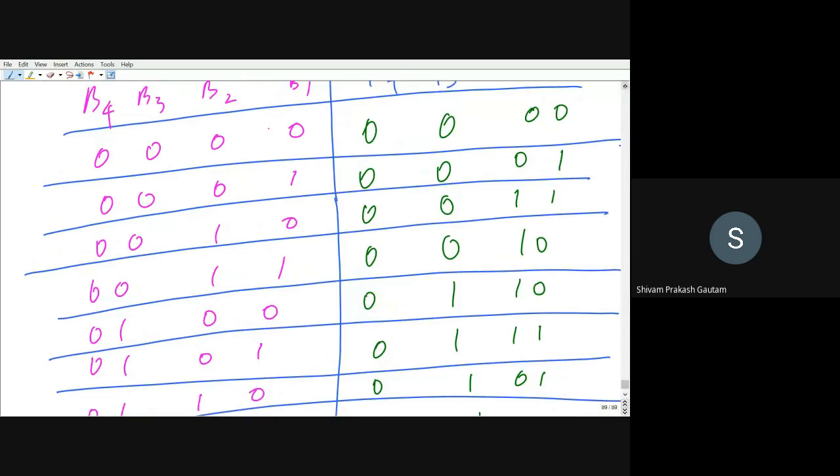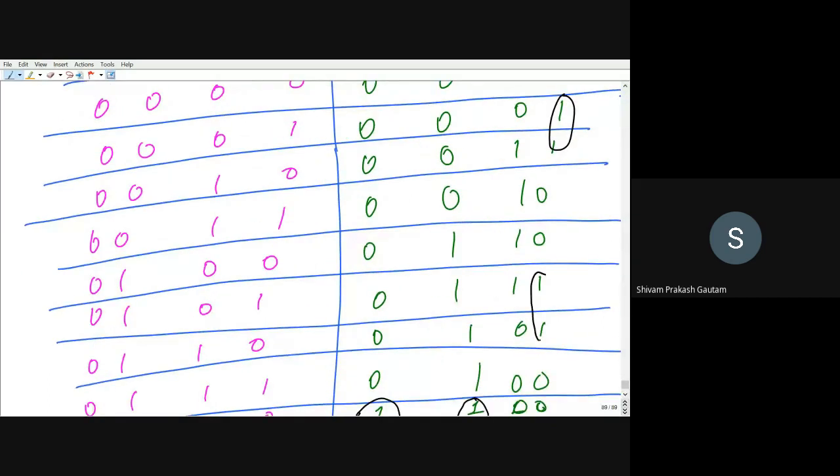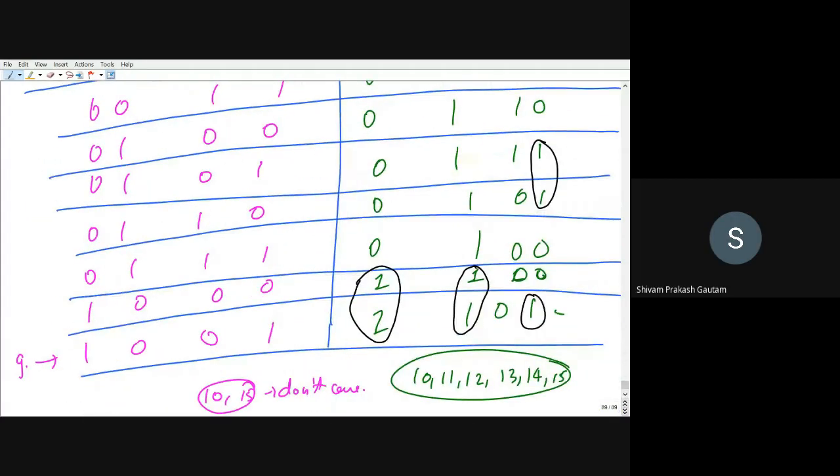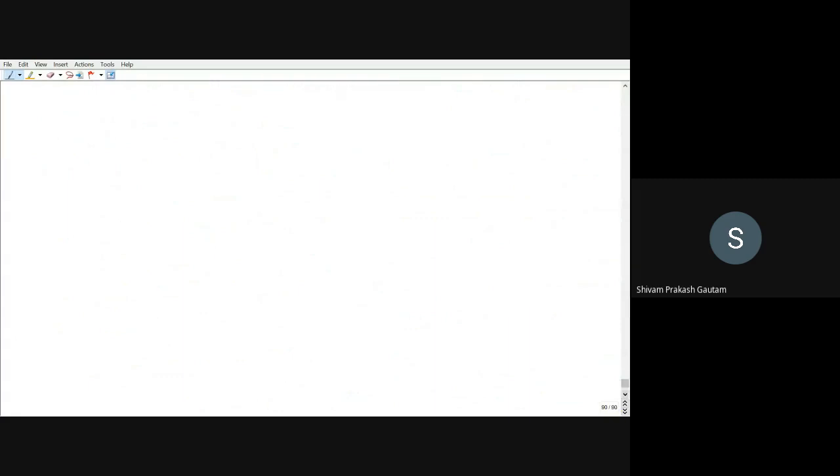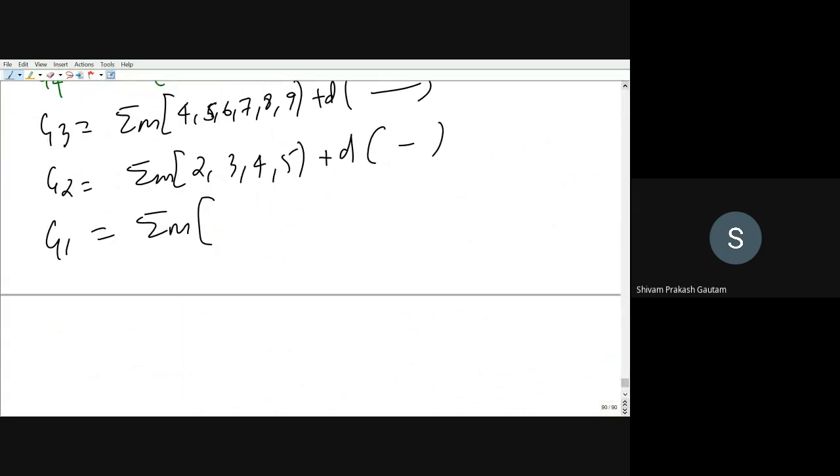Then G1. So just see 1, 2. Then we are having here 5, 6, and then 9. So it will be, just a second, 1, 2, 5, 6, and 9 plus don't care.